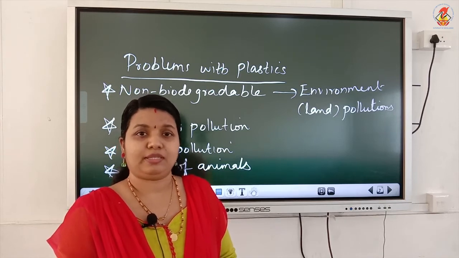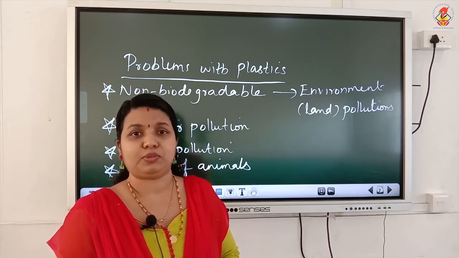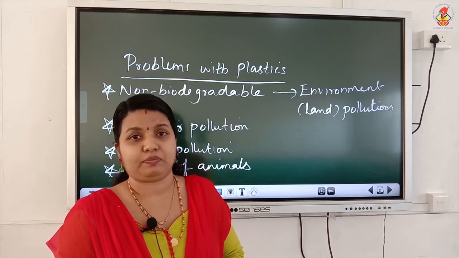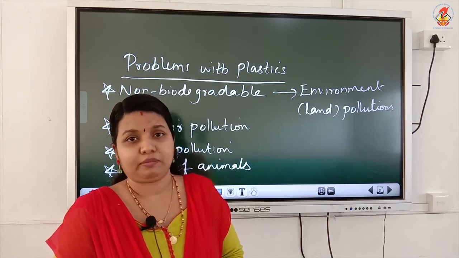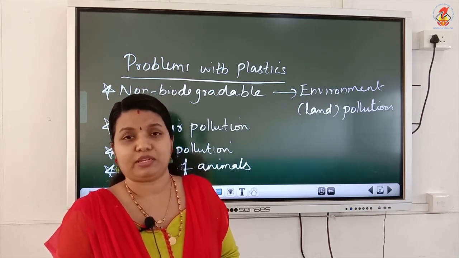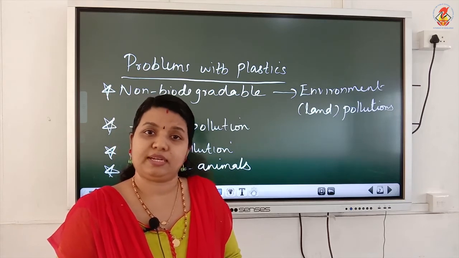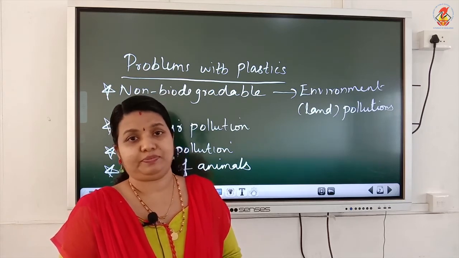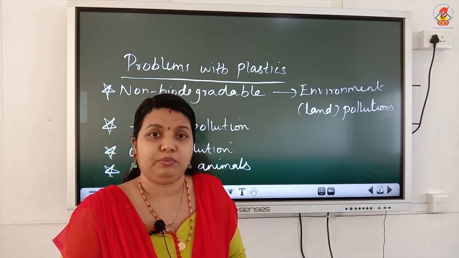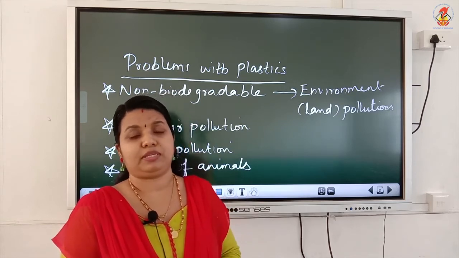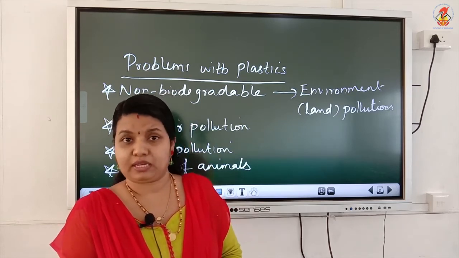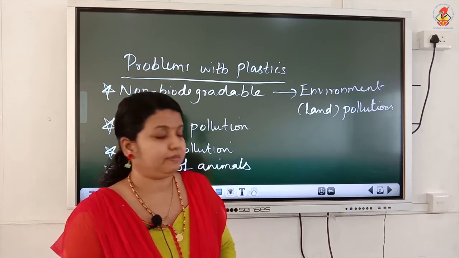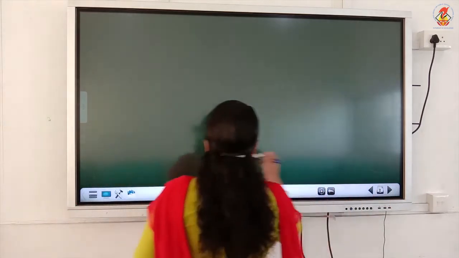The last one is actually a disaster caused by mixing food waste and plastic waste together. If they are eaten by animals, it can choke their respiratory system and result in the death of these animals. Now, what can we do to reduce the problems associated with plastics? How can we recover from the problems of plastics? That is the next topic, conservation action.